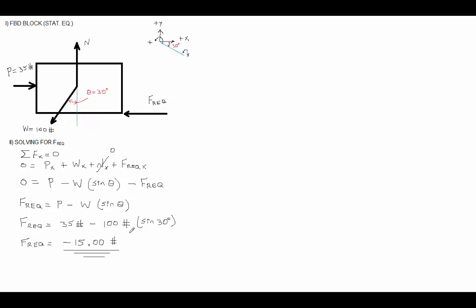So that tells us two things. That tells us that the frictional force we would need in this situation to hold it at static equilibrium is 15 pounds. It also tells us that that frictional force is going in the upwards direction.